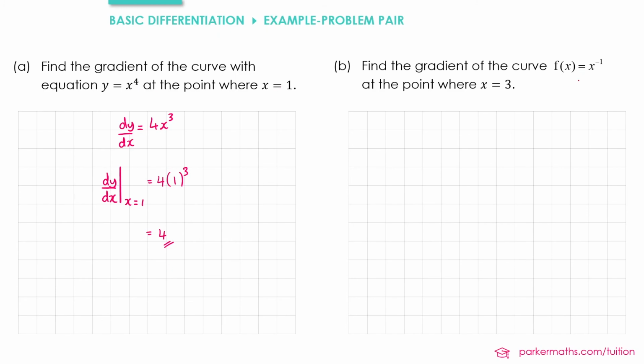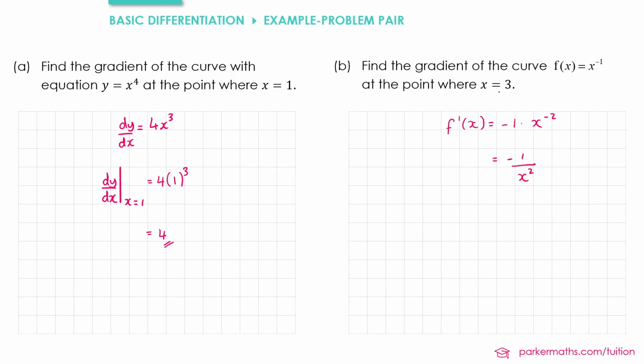In part B, we have f of x equals x to the -1, and we want to find the gradient at the point x equals 3. First of all, we need to find the derivative of f of x. To do that, multiply by the power, that gives us -1 multiplied by x to the power of -2. We get that by subtracting 1 from the power, which we could write as -1 over x squared.